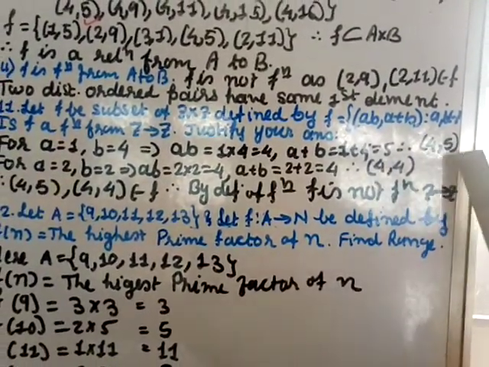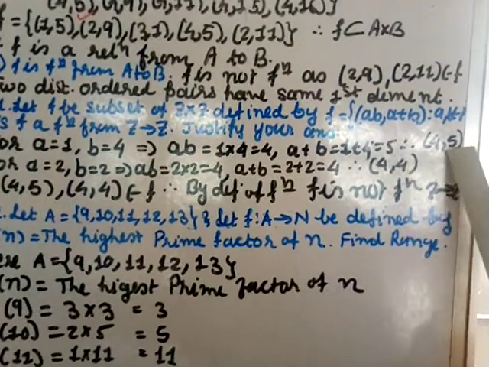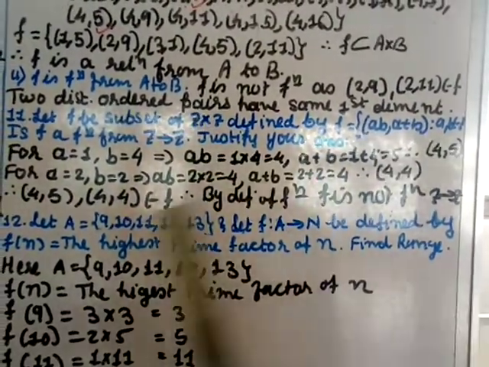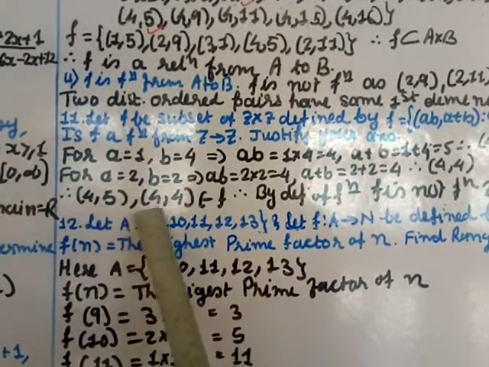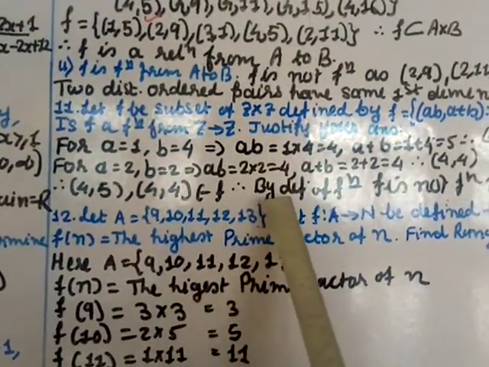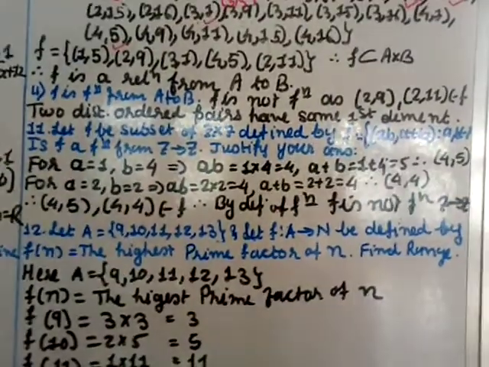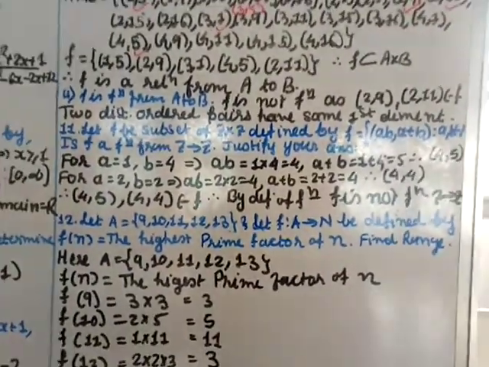So since two distinct ordered pairs have the same first element, this is not a function. Therefore (4, 5) and (4, 4) belong to F. Therefore by definition of function, F is not a function from Z to Z. So that is the solution for question number 11.